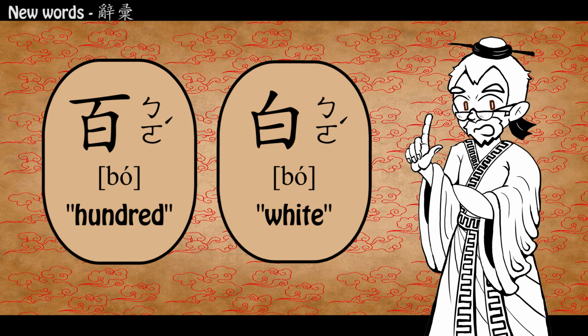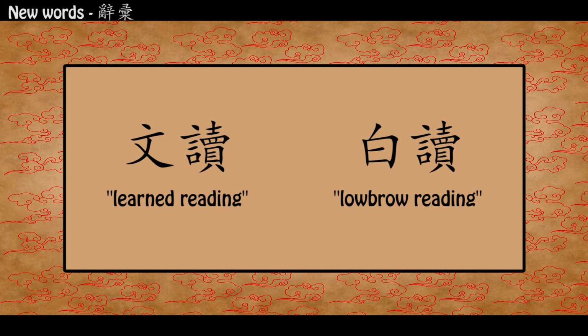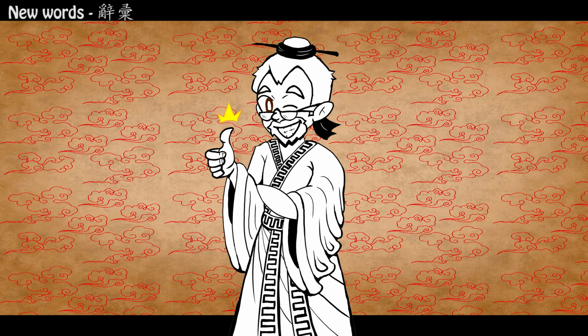However, this is classical Chinese, not modern Mandarin, and classical Chinese has a few unique rules when it comes to how characters are read. The so-called wendu or bookish reading set against the lowbrow or baidu manner. Why? To flex on the lowborn, of course.